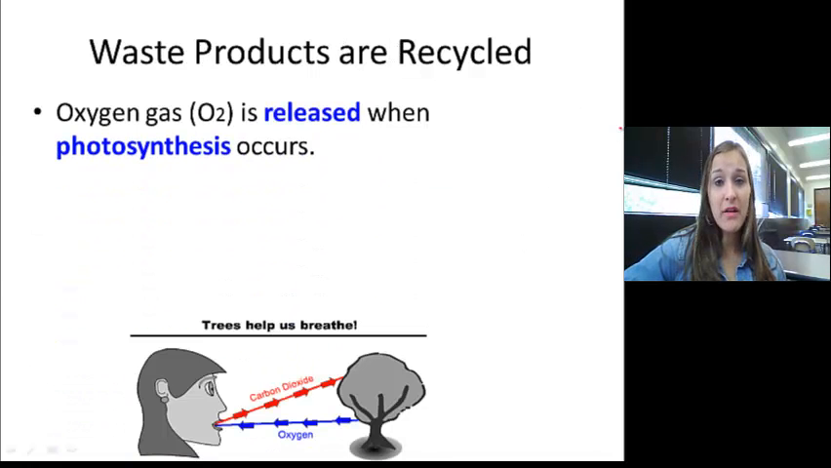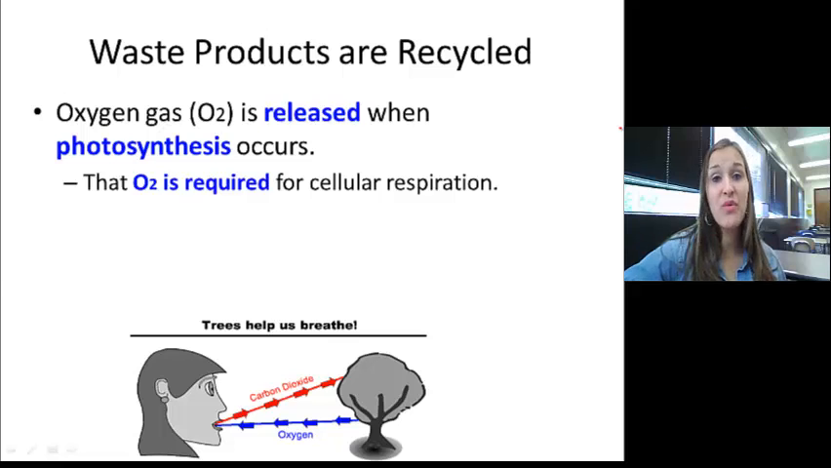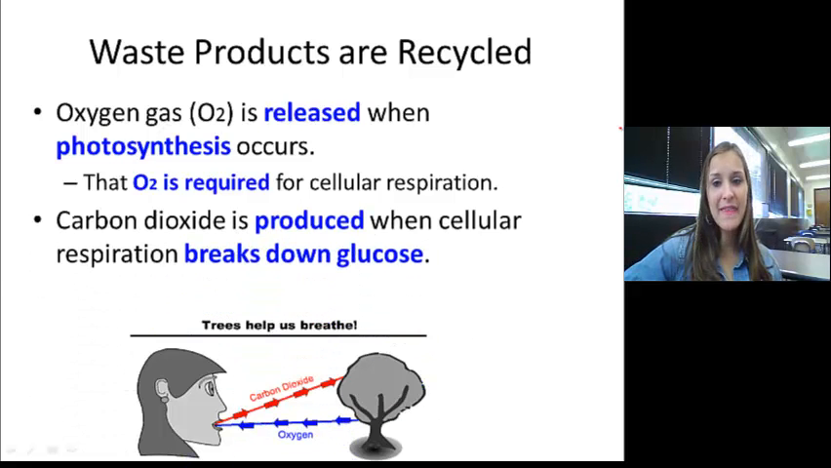Our waste products are also recycled. Oxygen gas is released when photosynthesis occurs. The plants don't need the oxygen. They just make it as a byproduct. But it works out for us because that is what's required in order for cellular respiration to happen. And the same exact thing goes the other way around.